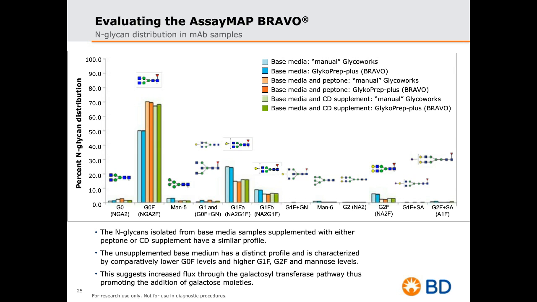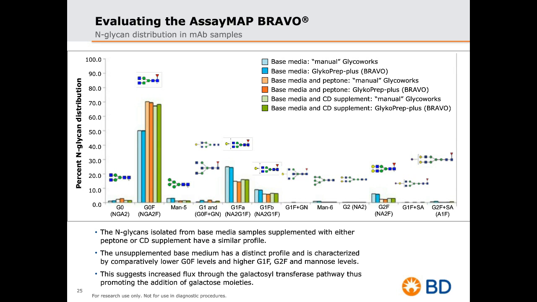So when we look at the data, we can see that the N-glycans isolated from base media samples supplemented with either peptone or CD supplement have a similar profile. This is apparent when comparing the red and green bars, as they tend to be very similar.